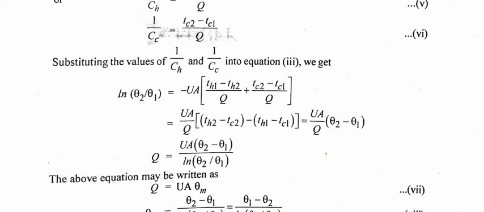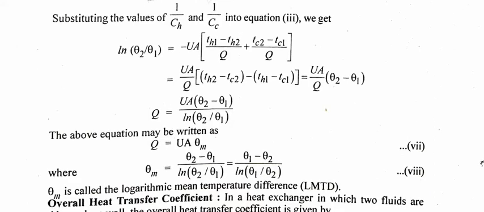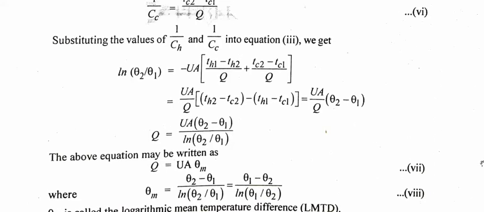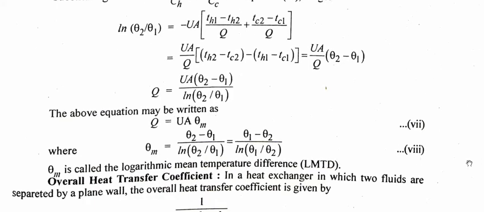From this we get the formula Q is equal to UA times theta 2 minus theta 1 upon log theta 2 by theta 1. We are able to write the equation as Q is equal to UA theta m, where theta m is theta 2 minus theta 1 by log theta 2 upon theta 1. Here theta m is the LMTD, that is the log mean temperature difference.